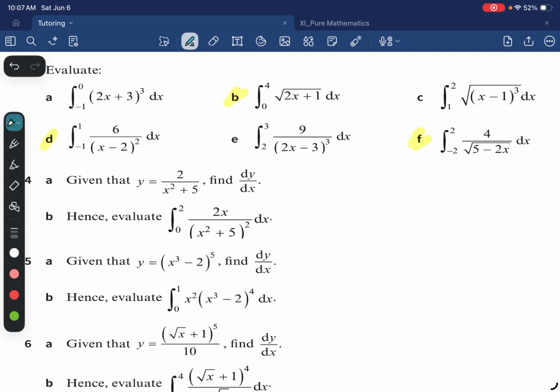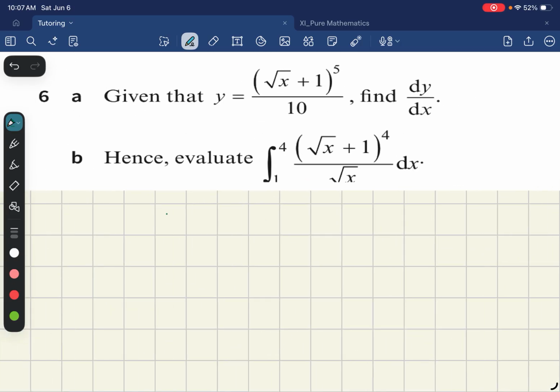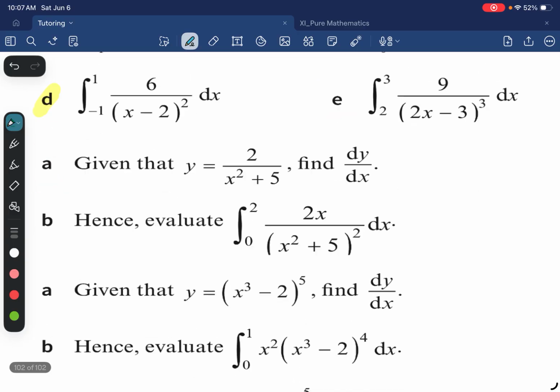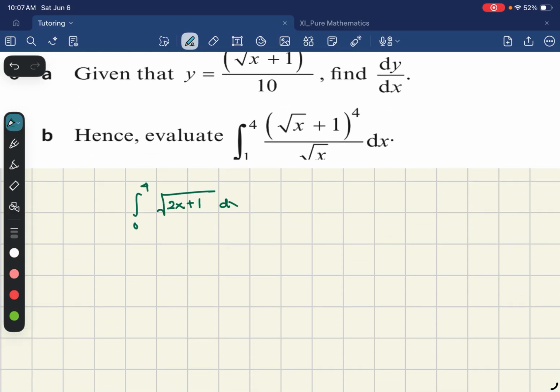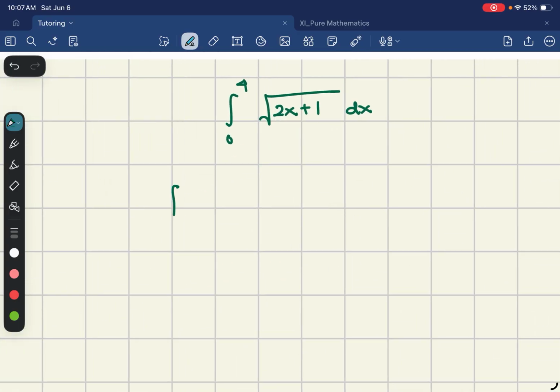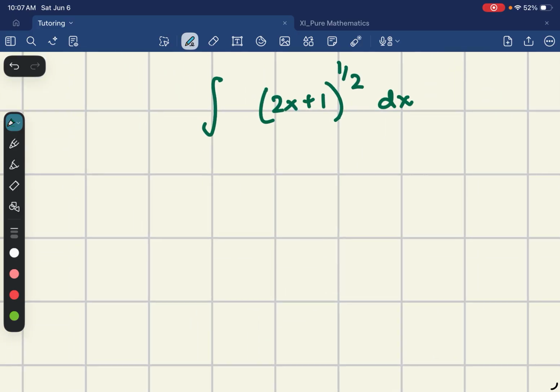Question 3 is the same thing, right? Now we are just dealing with fractions. The B is the integration from 0 to 4 of square root of 2x plus 1 dx. So now just take the indefinite integral. So that is just 2x plus 1 to the power half, right? With respect to dx.